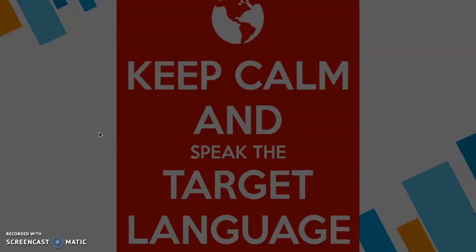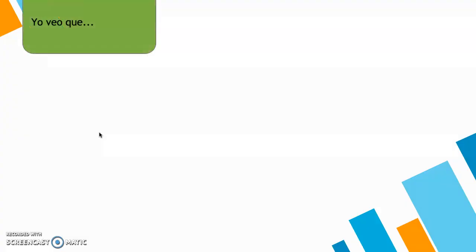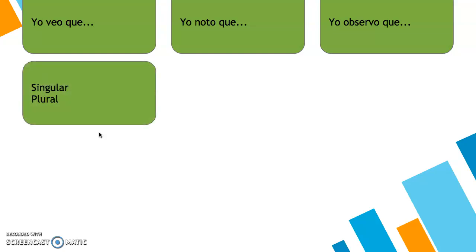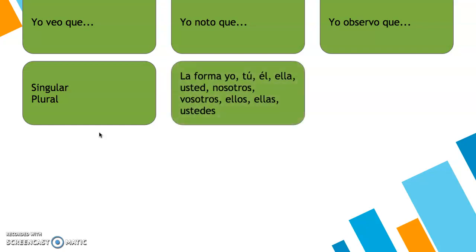So let me show you, these are the expressions that I give my kids. So in Spanish, I'll give them these expressions, and we use them all year too. Yo veo, okay, yo noto, okay, yo observo, okay. Just for them to be able to talk about their sort of observations. They know the word singular and plural, right? If it's an adjective thing, they can figure that out. Masculino, femenino. La forma, yo, tú, él, ella, all those subject pronouns, they know how to say la forma and then whatever subject pronoun it is.